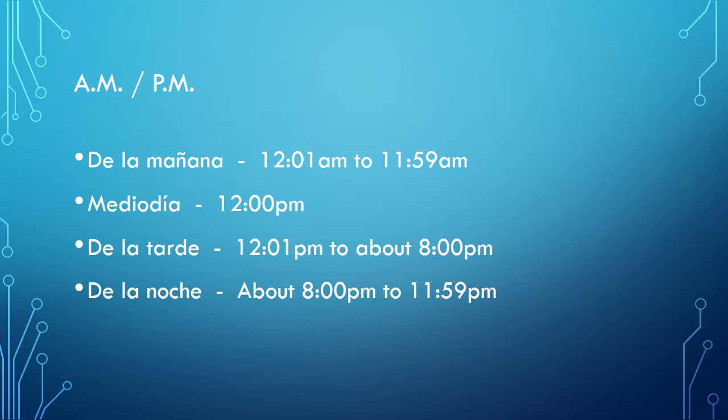De la noche is once we get later than the evening. So from about 8 o'clock-ish till 11:59 p.m., we can say de la noche. Son las 10:15 de la noche. It's 10:15 at night. And then the last one, la medianoche, that means midnight. It's the middle night. Medianoche. La medianoche. So let's practice.